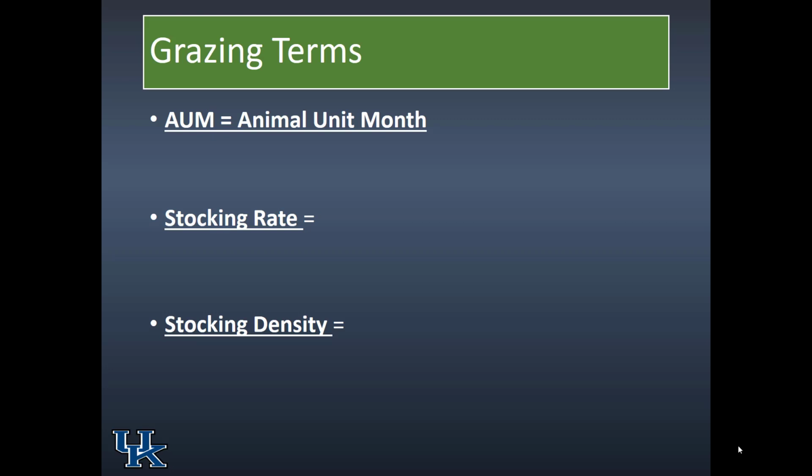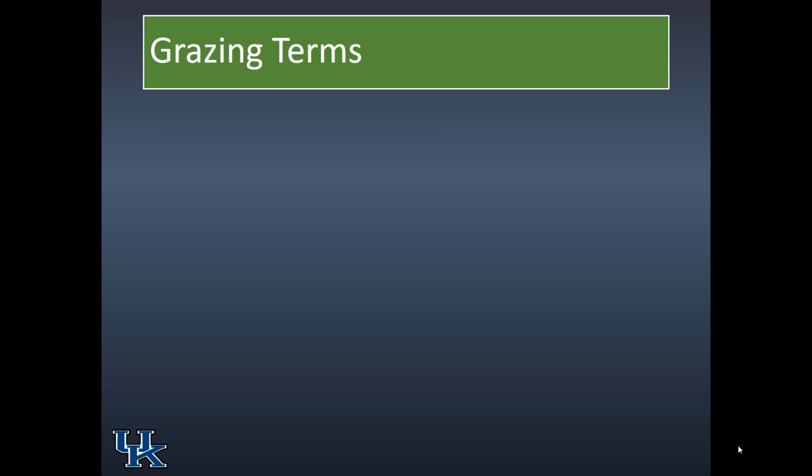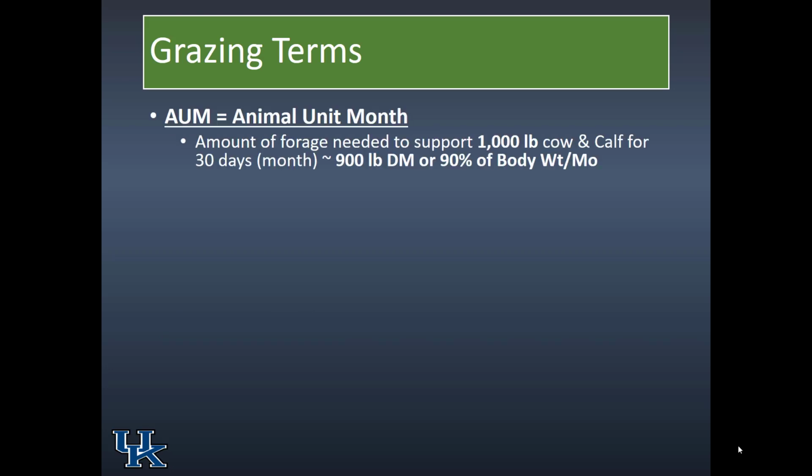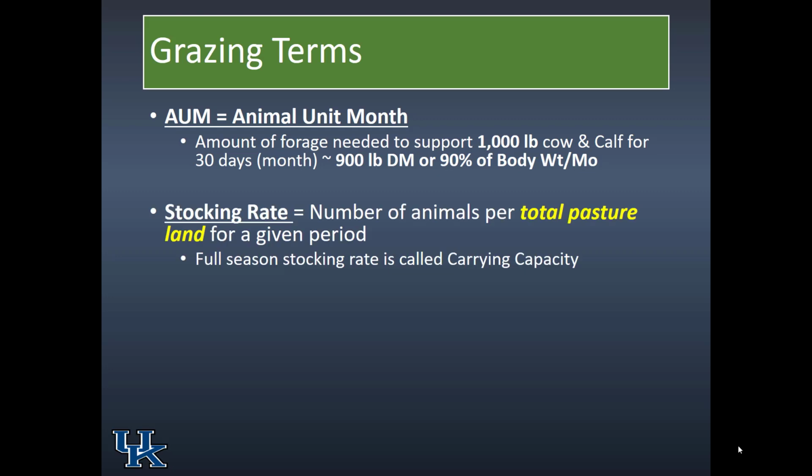AUM is animal unit month, and then we're going to talk about stocking rate and stocking density. The animal unit month is the amount of forage needed to support a 1,000-pound cow and calf for 30 days, a month, which is about 900 pounds of dry matter, or 90% of their body weight per month. And so that's the base definition of animal unit months. Of course, in your exercise that you did in class, you adjusted your animal unit months from the web soil survey based on the weight of the livestock you were going to graze.